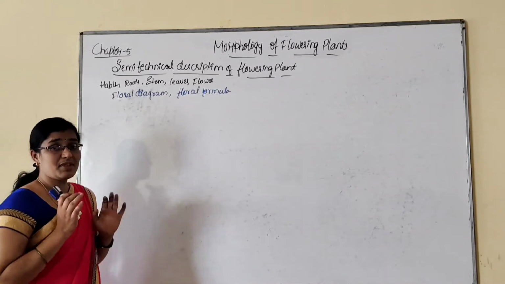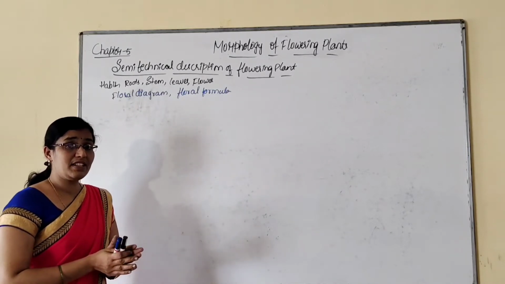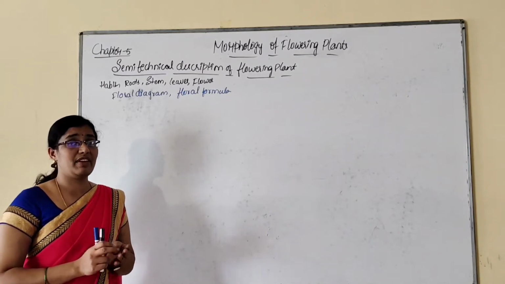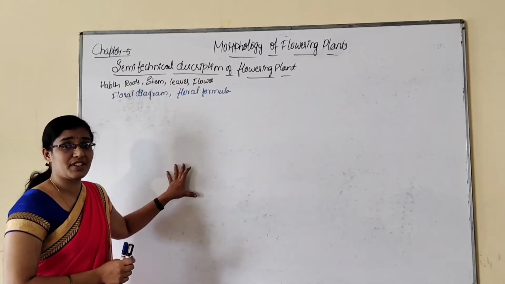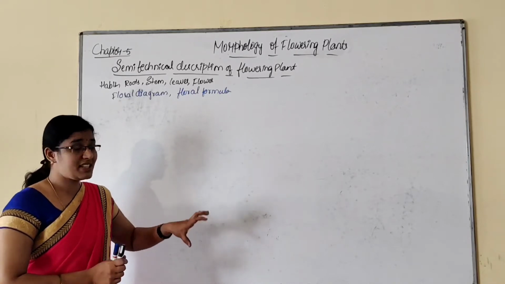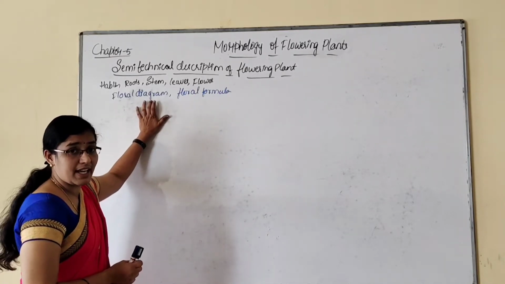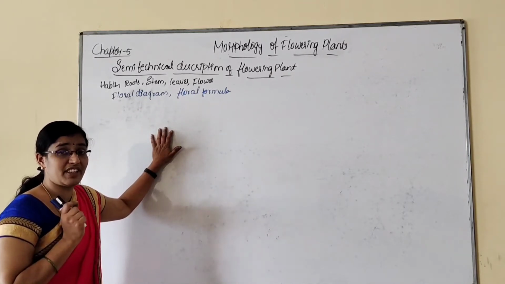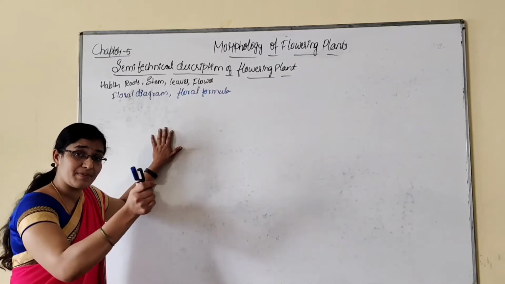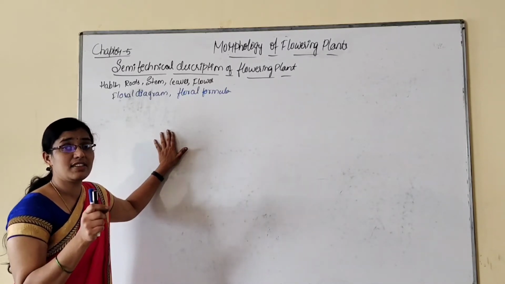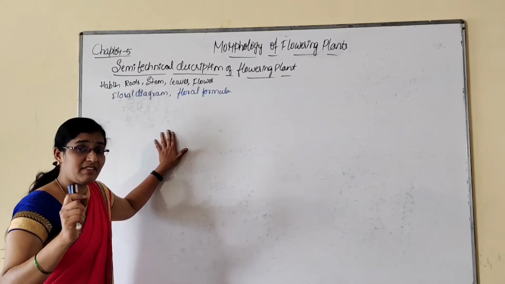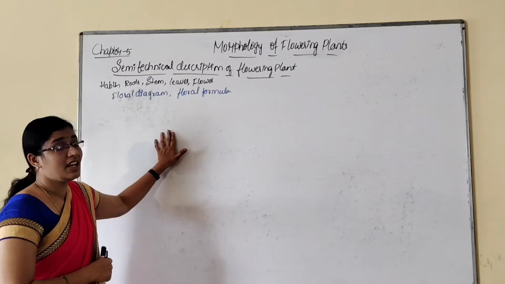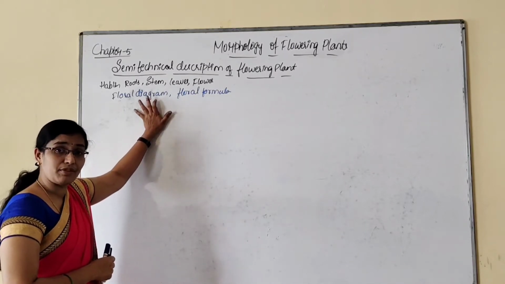So floral diagram is nothing but the diagrammatic representation of different floral whorls like calyx, corolla, androecium and gynoecium. We represent them schematically, and that diagrammatic representation is called floral diagram. And also what relationship different whorls have with each other and how they are arranged with respect to the mother axis. Mother axis here means the shoot on which the flower is borne. So what kind of arrangement there is, all that we come across in the floral diagram.